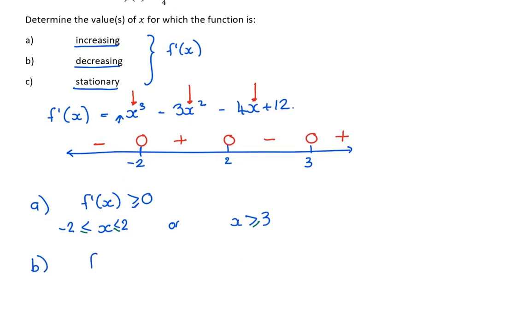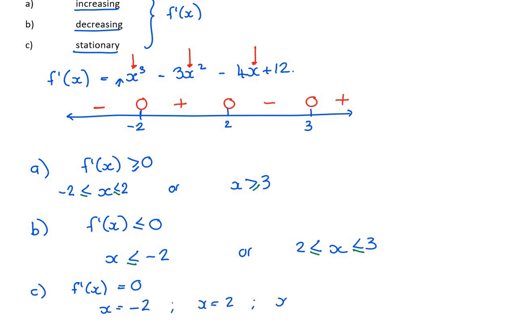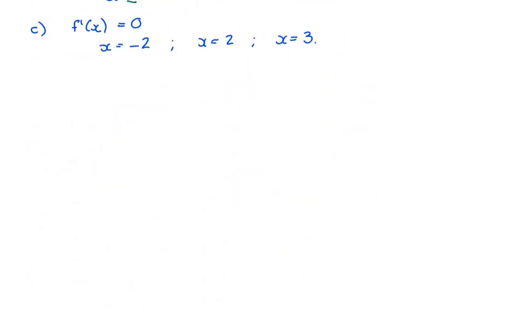So question B, where they're negative, well, that's where your derivative is less than, or you could say equal to 0. So that would be x is less than minus 2, or the x's between 2 and 3. Again, if you chose to include those values, they would mark it right. When is it stationary? It's stationary when your derivative equals 0. And that's at negative 2, at 2, and at 3. Great. So hopefully that's a good reminder of differentiation, increasing, decreasing, stationary points.